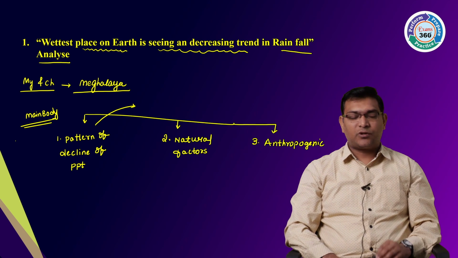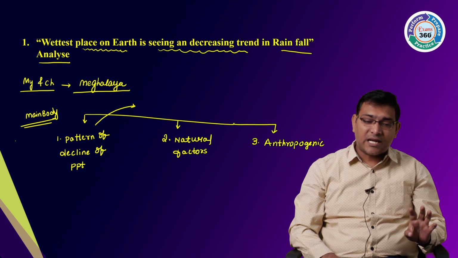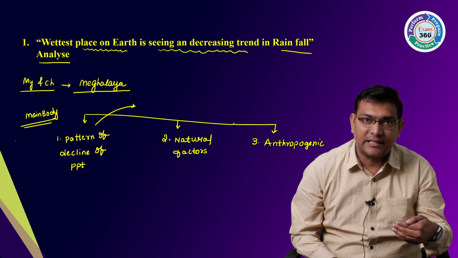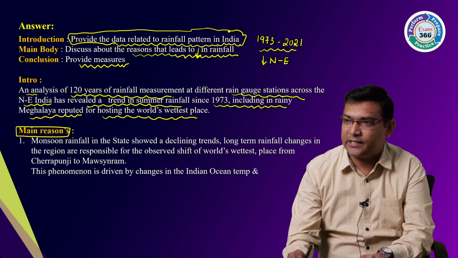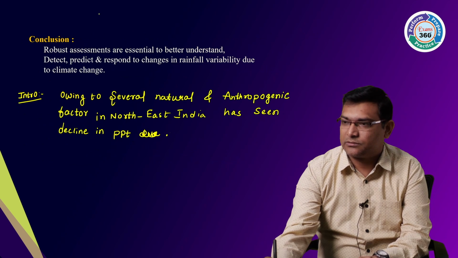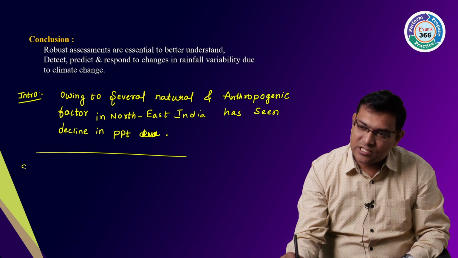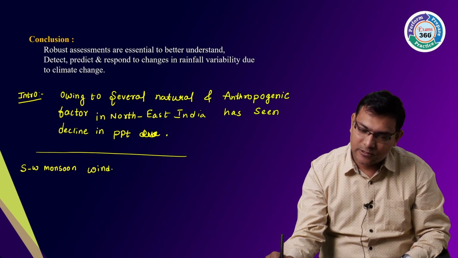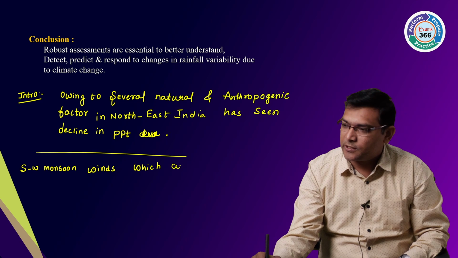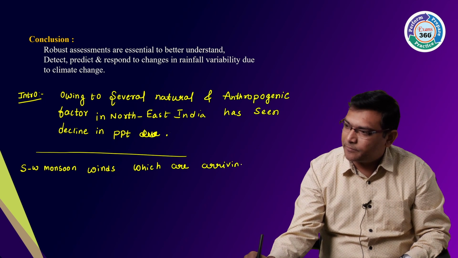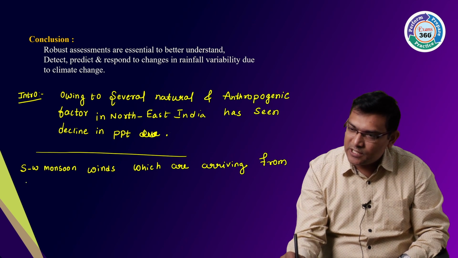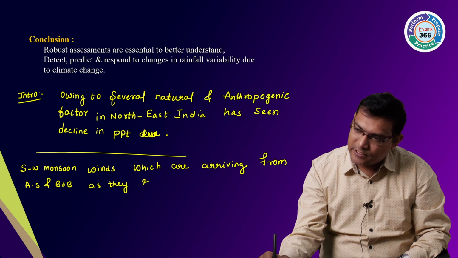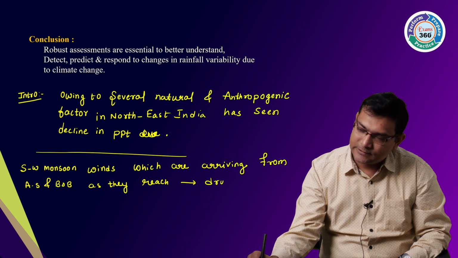So if you look at these natural factors, in the pattern, what will you write? Here you see the southwest monsoon winds which are arriving from the Arabian Sea and Bay of Bengal, as they reach the northeast they are becoming drier.